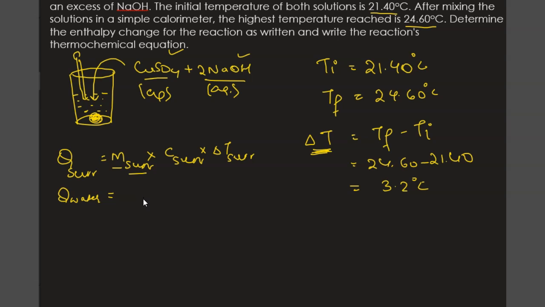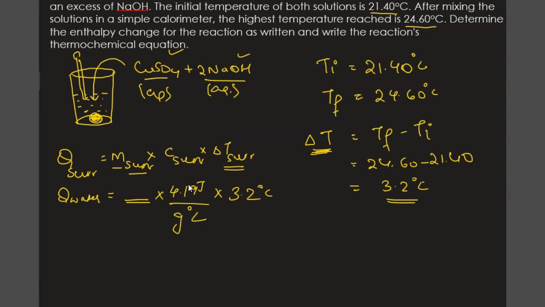Mass is something that we need to determine. Delta T of surroundings, or delta T of water, is this 3.2 degrees. C of water is going to be 4.19. So this is degrees Celsius. This is joules per gram degrees Celsius. Now we need to know this mass in grams.